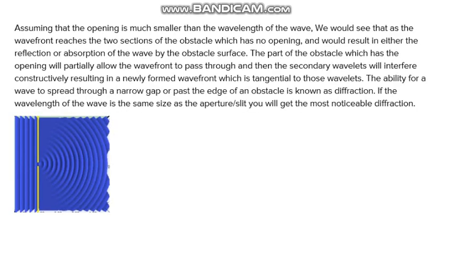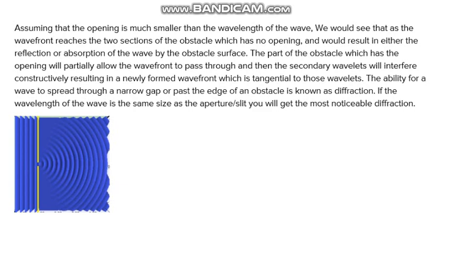Now, in this slide, we can see that as the wavefronts approach the obstacle, there are two yellow obstacles and a slit in the middle. Now, assuming that the opening or the slit is much smaller than the wavelength of the wave, we would see that as the wavefront reaches the two sections of the obstacle which has no opening, it would result in either the reflection or absorption of the wave by the obstacle surface.